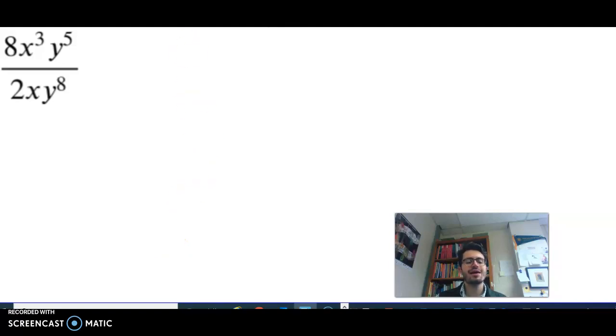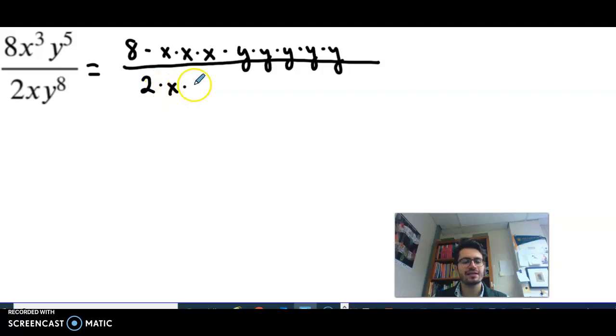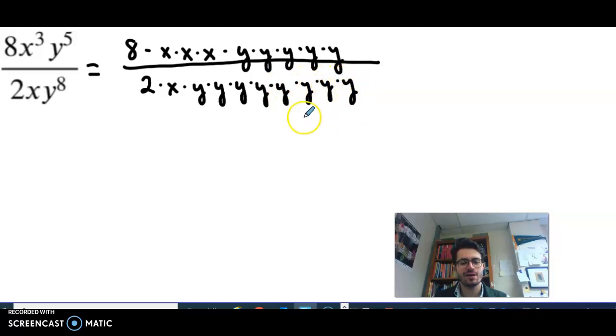Let's look at this one. Now I have x's and y's and numbers, but you guys know everything that you need to do. Nothing has changed. So let's expand everything. I have 8 times x to the 3rd, so that's 3 x's. Then I have y to the 5th. So I'm going to multiply y 5 times. The denominator, I have 2 times x times y times y times y times y times y times y times y times y.